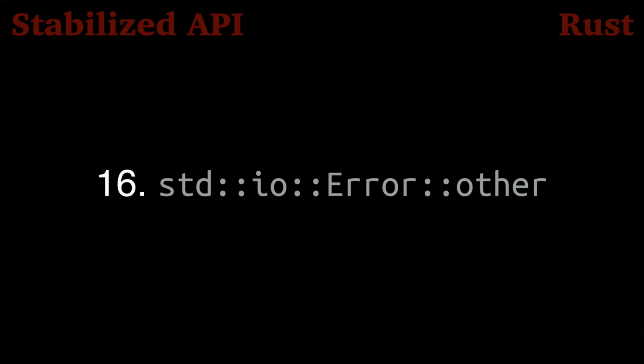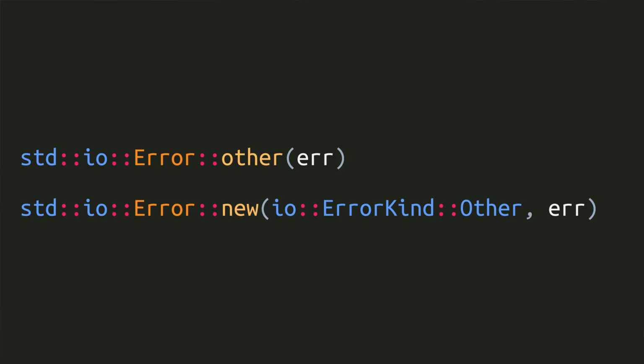Number 16. There is a new associated function to generate a generic IO error with an error kind of other. Calling IO error's other method is the same as manually calling IO error's new method and passing it an error kind other.